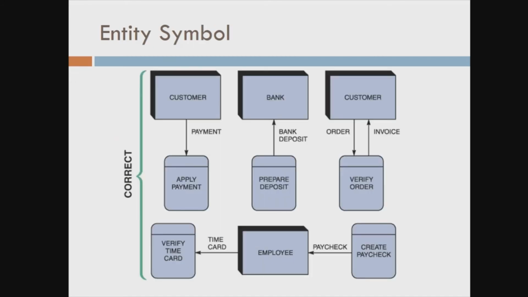The next one is the entity symbol. It looks like a cube, a box. For example, customer, bank, and customer. These are the external entities, and an external entity will interact with the process. So the customer makes a payment to the process apply payment, and the prepare deposit process needs to produce the output to the bank. Customer, as the external entity, makes an order, so the process is verify order and it generates the invoice to the customer.